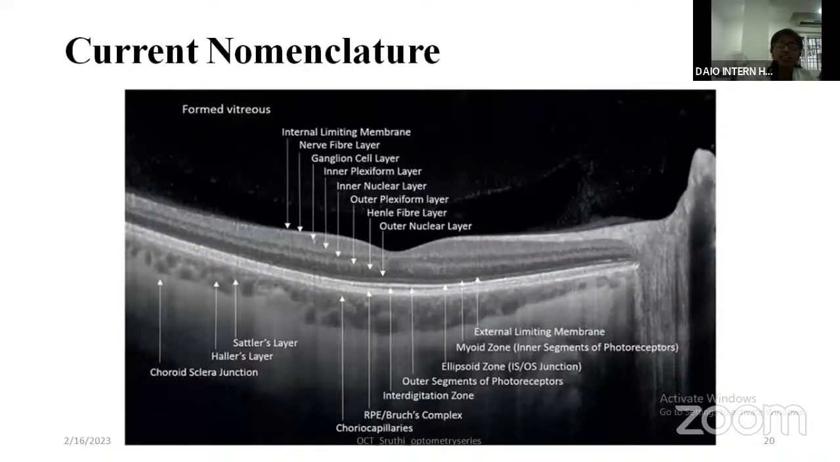The current nomenclature of OCT shows 18 layers of the retina. Apart from our 10 normal layers, we also have the myoid zone, ellipsoid zone, Sattler's layer, Haller's layer, and Henle's fibrous layer. In Haller's layer, we can see the outer choroidal layer containing the larger choroidal vessels. In Sattler's layer, the vessels are medium sized.